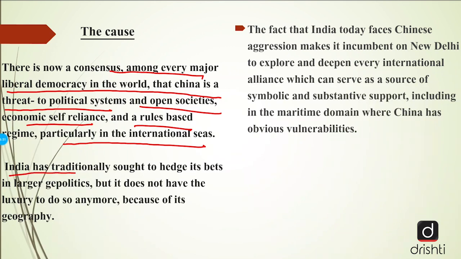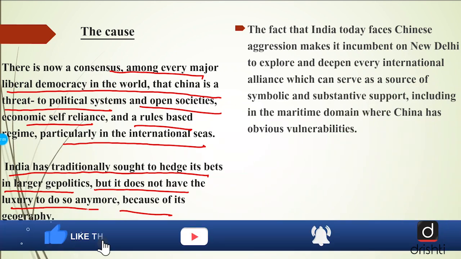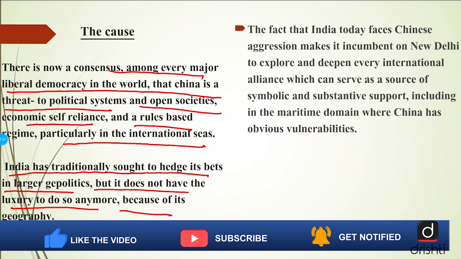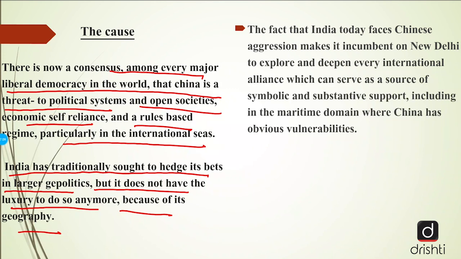India has traditionally sought to hedge its bet in the larger geopolitics, but it does not have the luxury to do so anymore because of its geography. Now, India has quite a few times tried to make its presence, tried to make its importance in the international arena. However, there are several limitations which India has faced continuously.